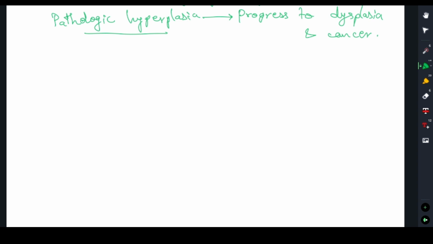But there is a case of pathologic hyperplasia which doesn't progress to dysplasia and cancer, and that is benign prostatic hyperplasia. So this is the case where this pathologic hyperplasia doesn't progress to dysplasia or cancer, right? And if you want to discuss a general example of pathologic hyperplasia which can progress, then you can discuss endometrial hyperplasia, which occurs due to overexposure to estrogen. With this, we conclude our first growth adaptation, and now we will move to the second one, that is atrophy.